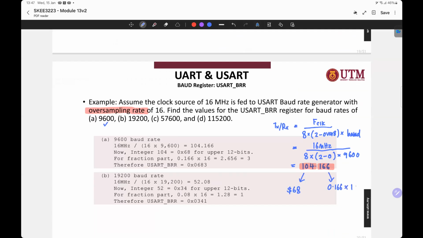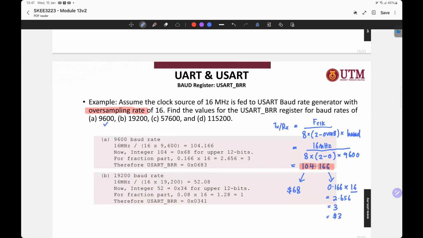You need to multiply with 16. Okay, why multiply with 16? Because this is oversampled by 16 lah. So you need to multiply with 16, and you will get 2.656, and then we just round to the nearest value. So the value will be 3. And change it to hexadecimal. The hexadecimal for 3 is 3.